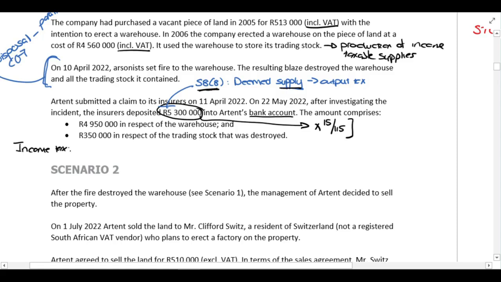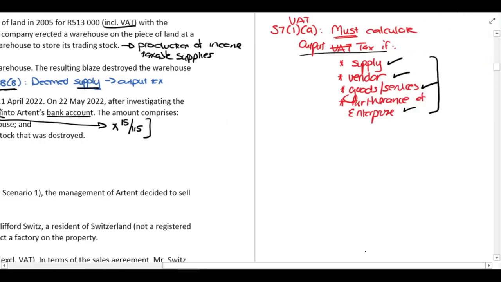Now remember, the moment that you receive anything for income tax purposes, receive money, your mind should immediately start asking the question, is this going to be subject to gross income? Okay, that is the exam technique that you need to have. So, is it going to be subject to gross income?